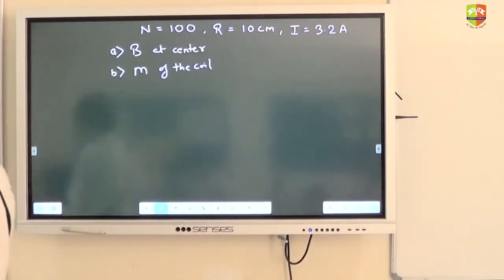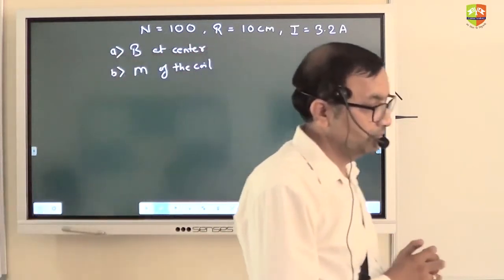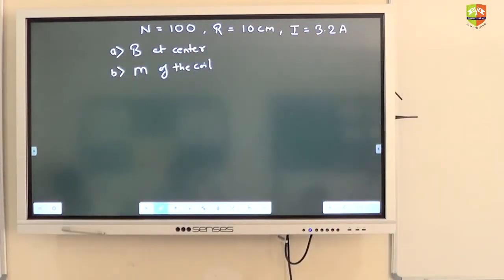Because it's a circular coil, right? So it's mu naught N I by 2R. Mu naught is 4 pi into 10 power minus 7. That is for an infinite wire, right? Correct, that's for an infinite one. So they're asking for the circular one, which is mu naught N I by 2R.